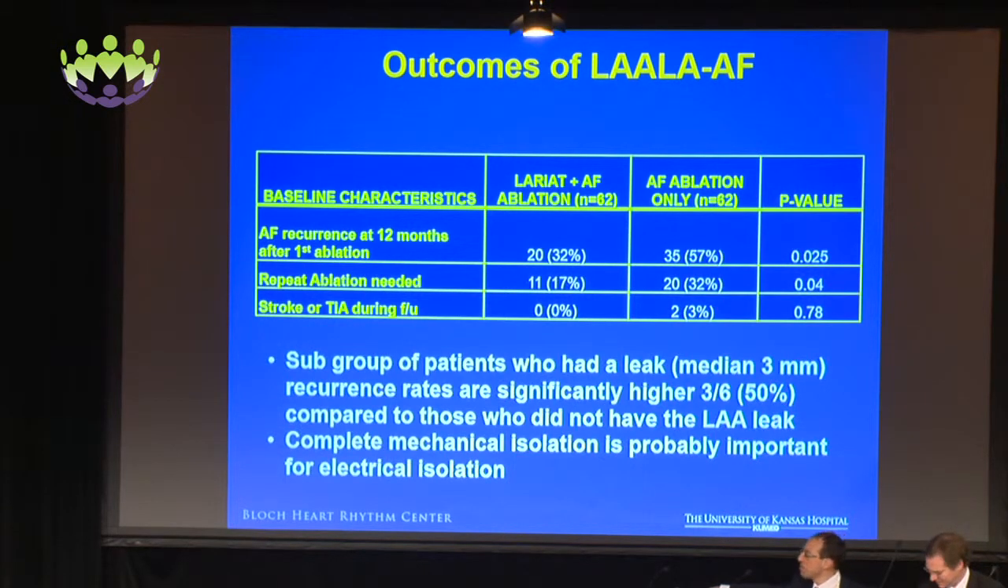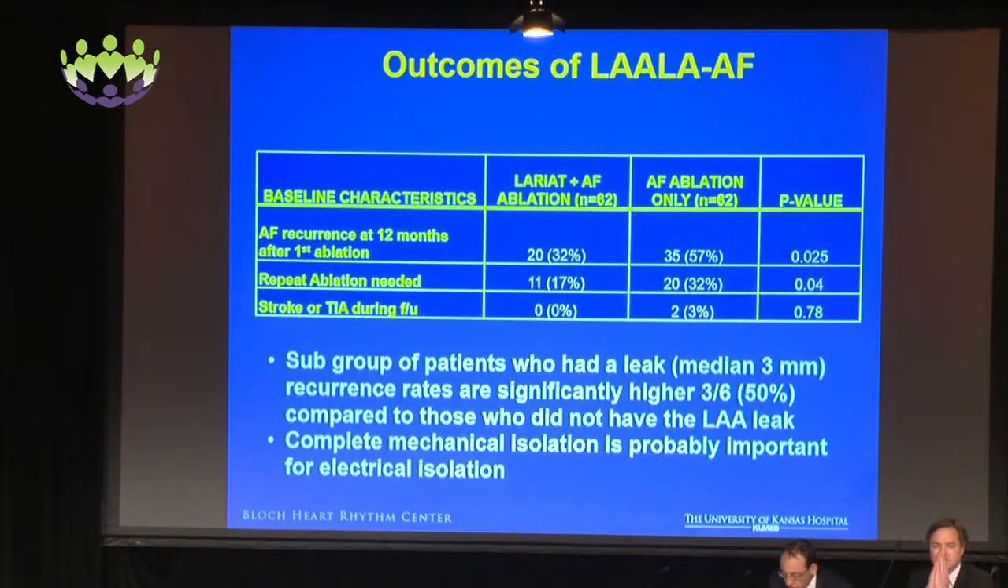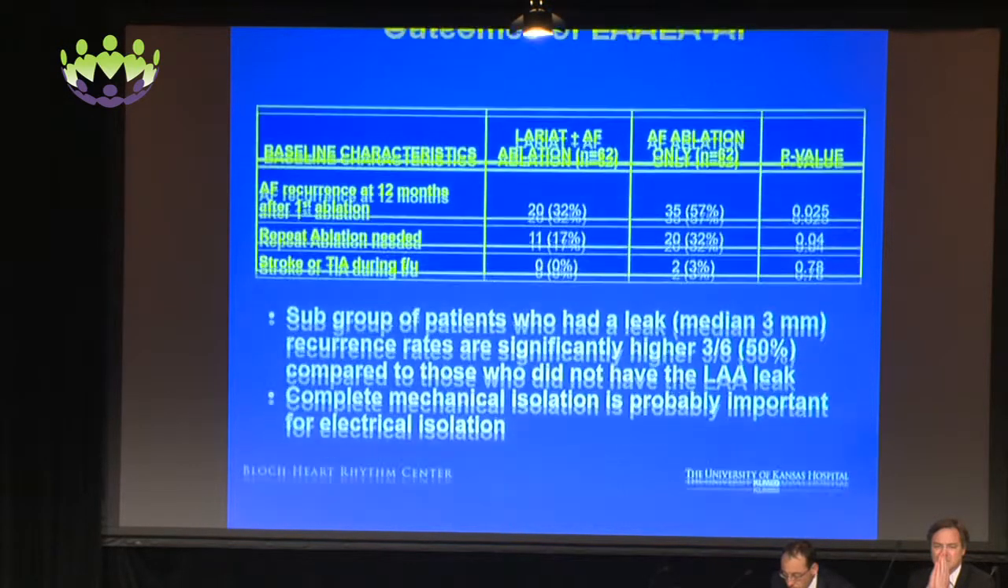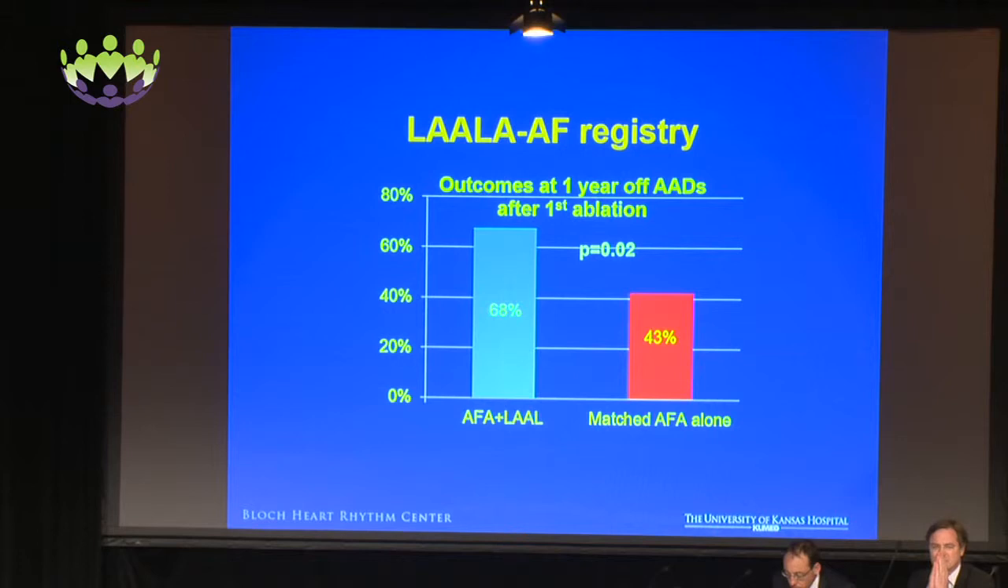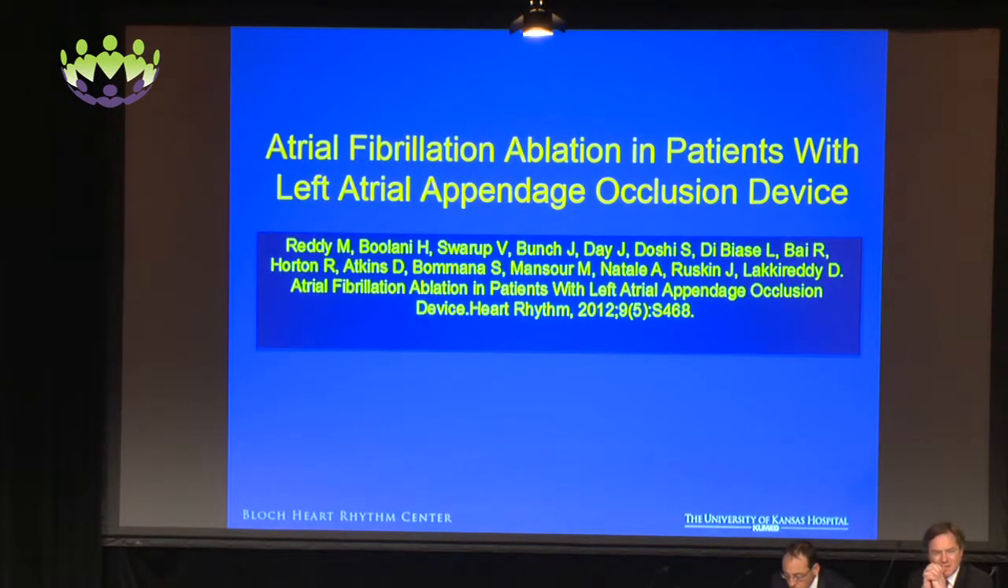The subgroup of patients who had a leak of about 3 millimeters median had a much higher recurrence, clearly highlighting the fact that when you do not accomplish electrical isolation, it is difficult to get complete rhythm control in these patients, and the contribution from the appendage still continues. So this is a graphic representation of the same results as we talked about earlier.